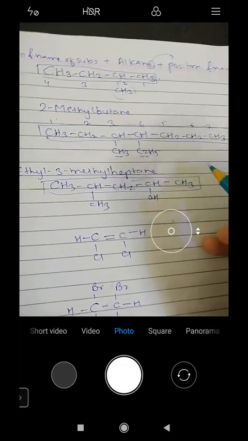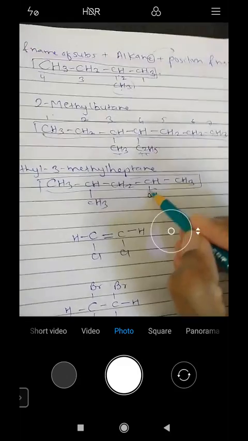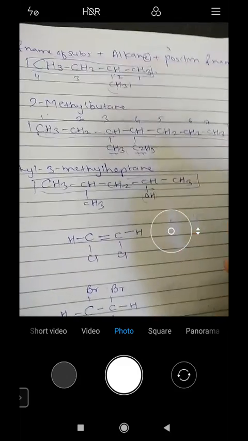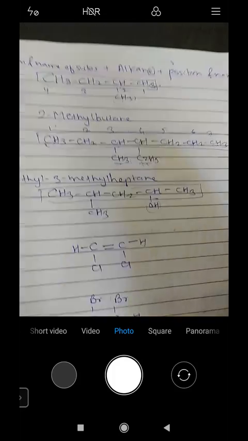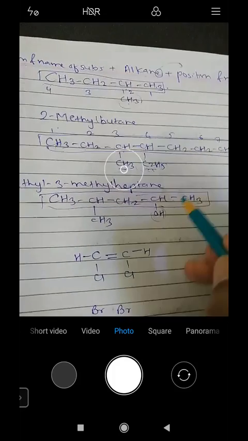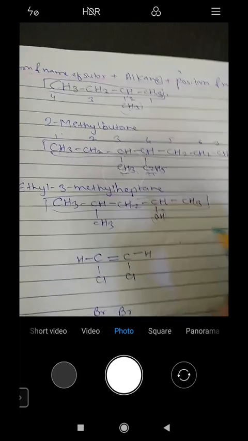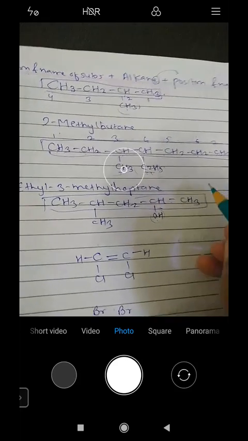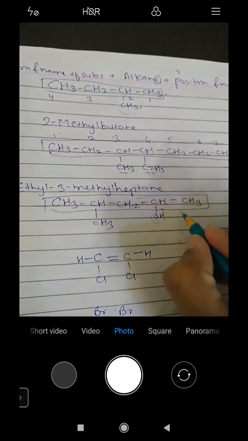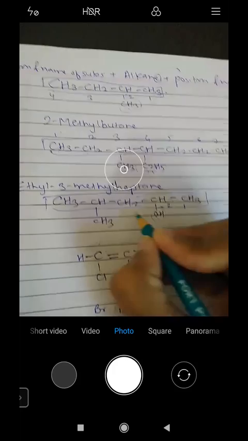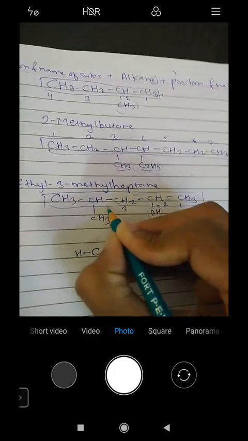Now we have to focus on the functional group. Since a functional group is here, we will focus on it. Now we have to number it from either side. From which side? From the side where our functional group comes first or nearest. From the right side it comes at the second position, from the left side it comes at the fourth position. So I will number it from the right side 1, 2, 3, 4 and 5.